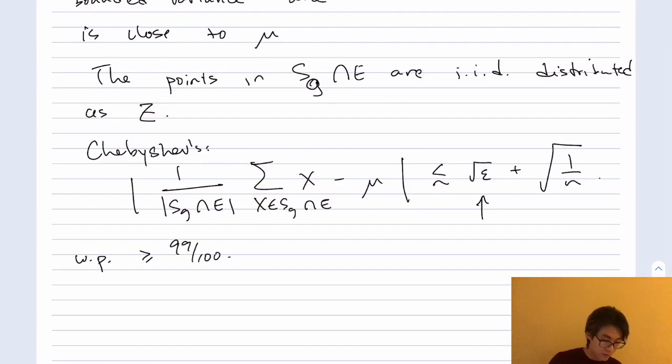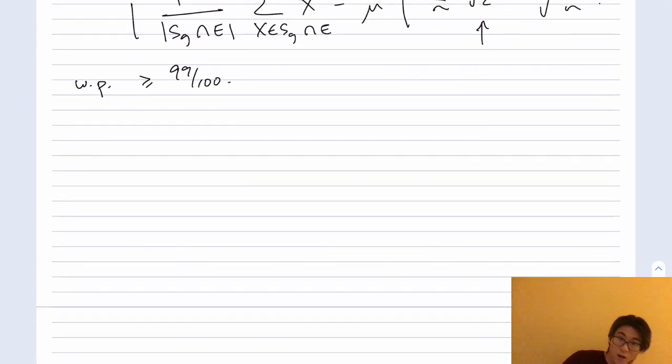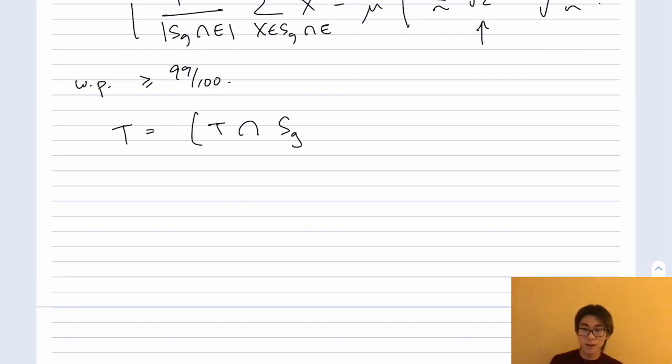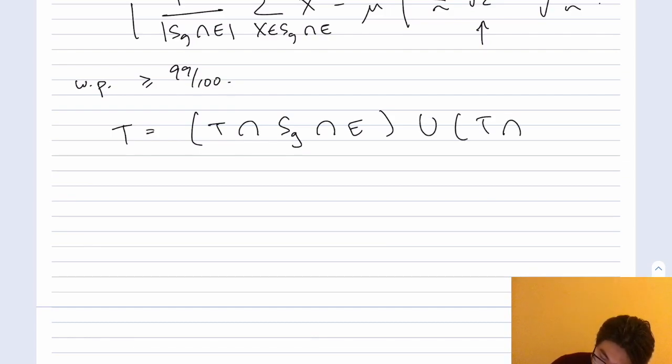And now we're almost done. So recall again, the whole goal is to compute the error of the truncated mean. And we can decompose the set of truncated points into the contribution from the good points and the contribution from the bad points. So we can write it as T intersect S good. And since we know that T is a subset of E, I might as well throw in this here. And similarly, I can throw in this here.